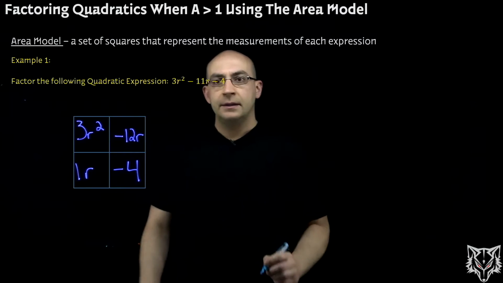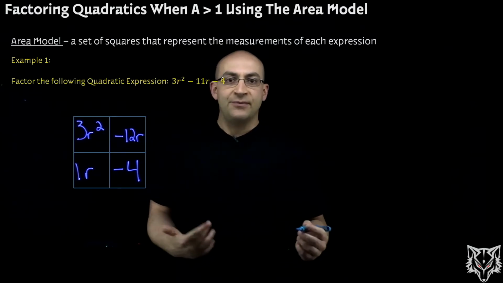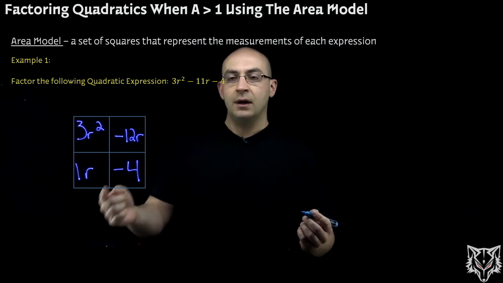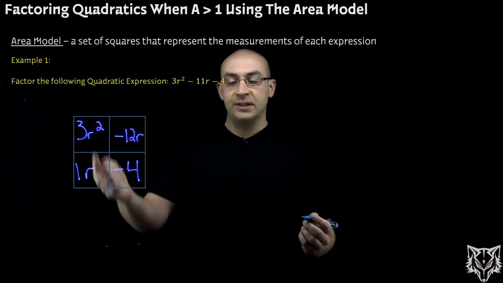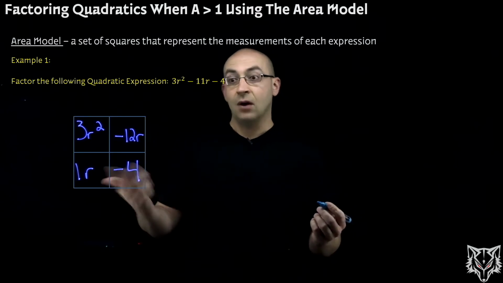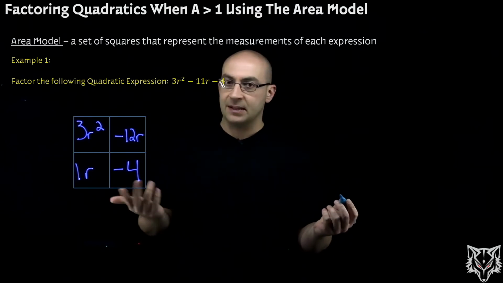Okay. Now we're going to find the greatest common factors of each pair. So let's start with the 3r squared and the 1r. What is the greatest common factor of these two terms? Meaning, what's the number I can pull out, or what's the thing that I can pull out of both? R is the only thing that I'm able to pull out because that's the only thing they share.